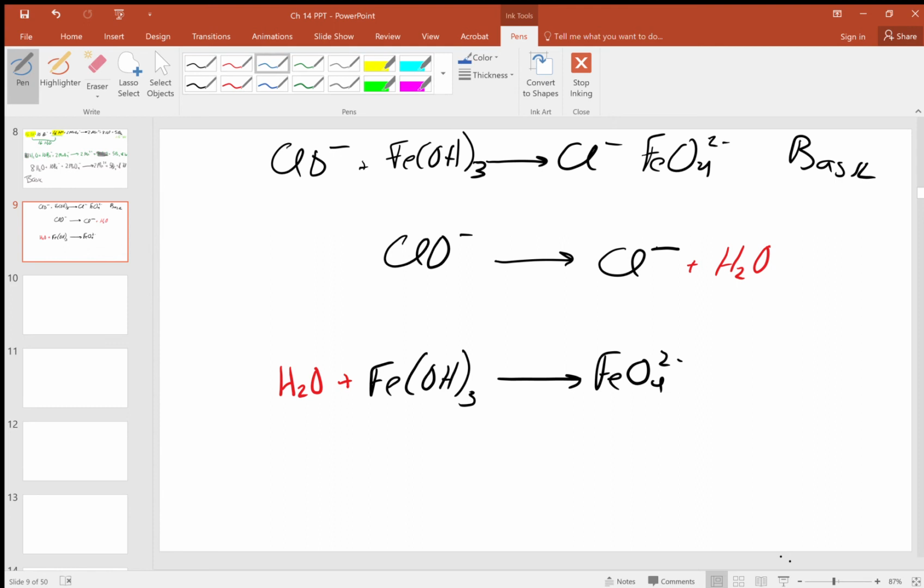Now we can go on to H⁺. In order to balance H⁺, we need 2 hydrogens on the left here. For our second half reaction, we have 3 hydrogens from the hydroxides plus 2 from the water is a total of 5.